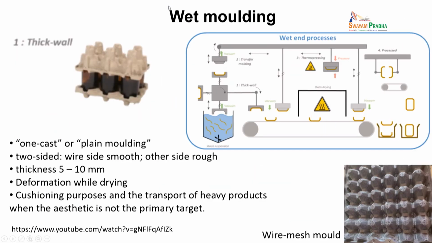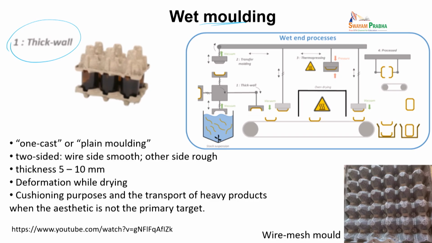The first one is wet molding. We call them thick wall containers. Typically the egg carton that you see when you go to the grocery market, it's actually made of pulp, a very rough, very thick box that you see. That is made by this wet molding.